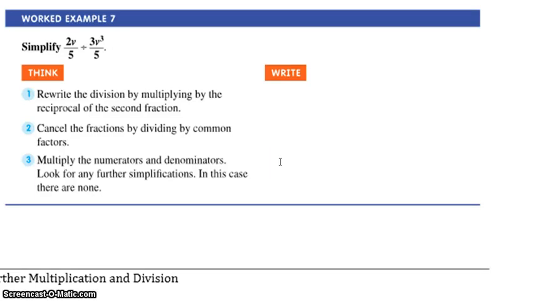So we're still doing further multiplication division. This time we're doing division. We just did multiplication. All you did was multiply the numerator and the denominator. This time we're doing division. So what we have to do is very, very similar to when we don't have algebra in there.